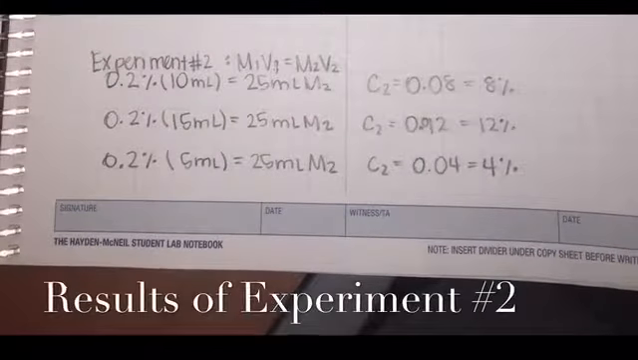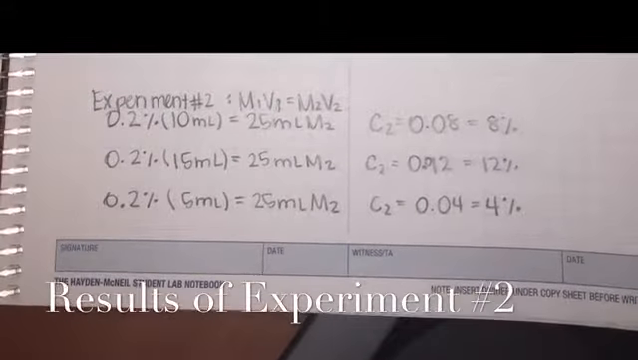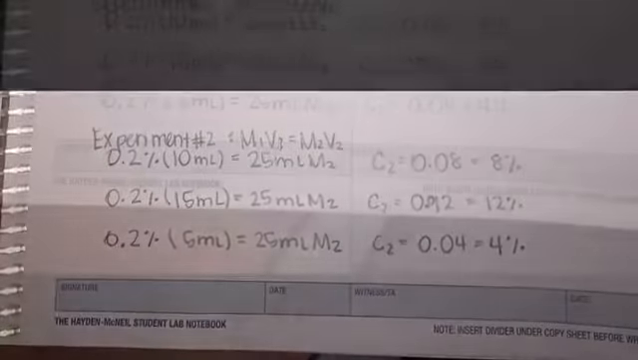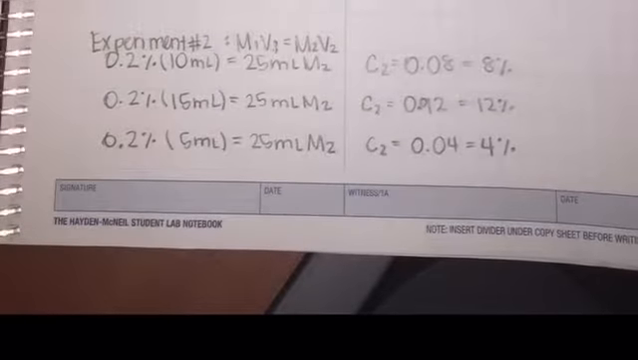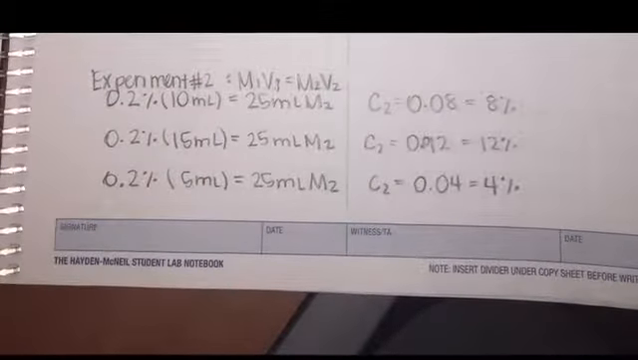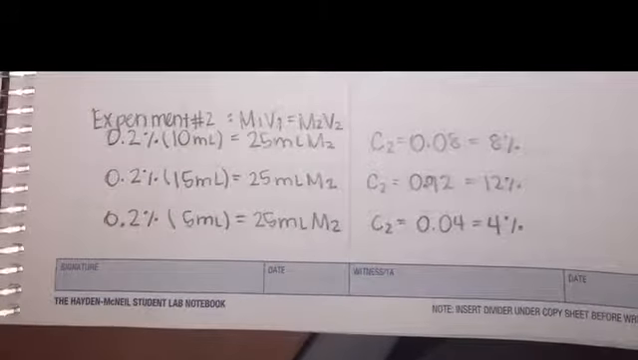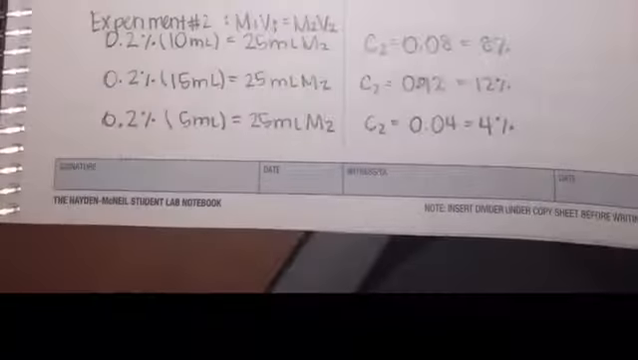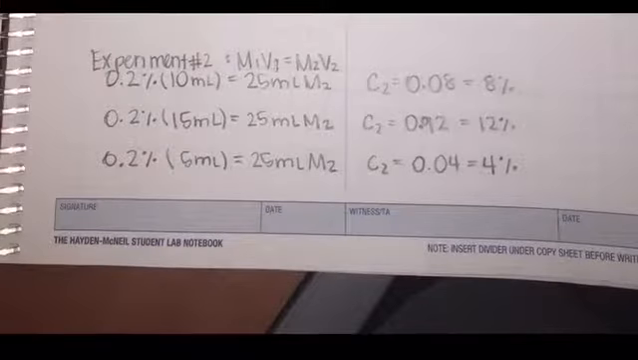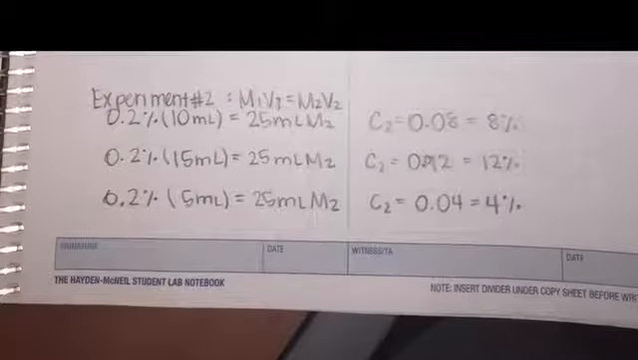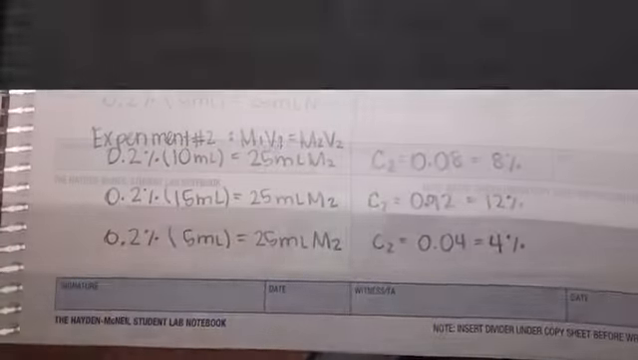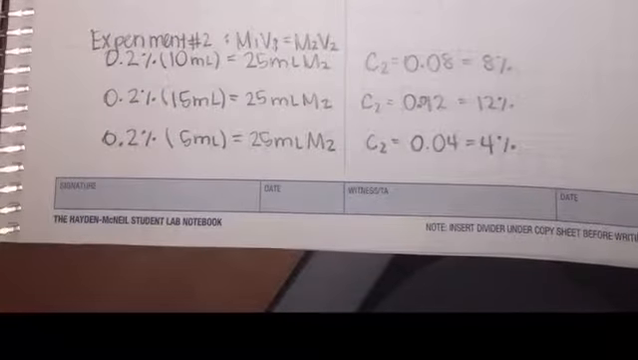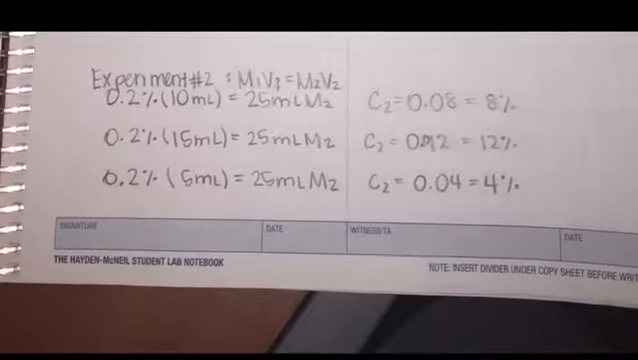During the second experiment, we took 20% of the sugar solution and mixed it with X amount of the stock solution in order to form a final volume of 25 milliliters. Each time we used a different amount in order to find the different dilutions of each amount of water that we initially started with.